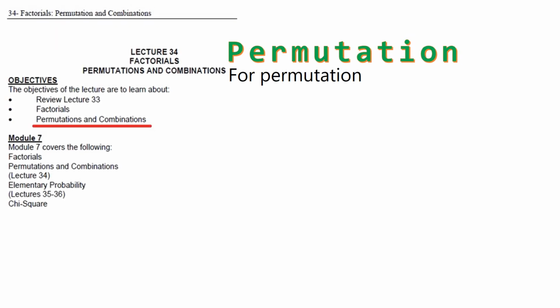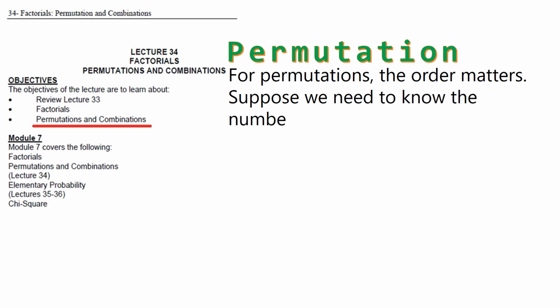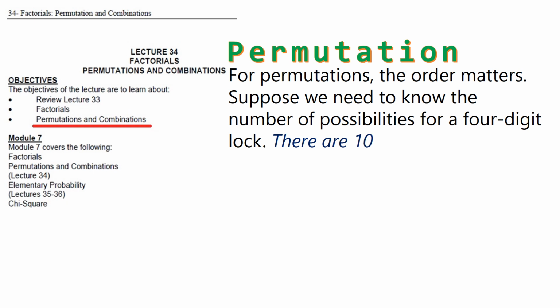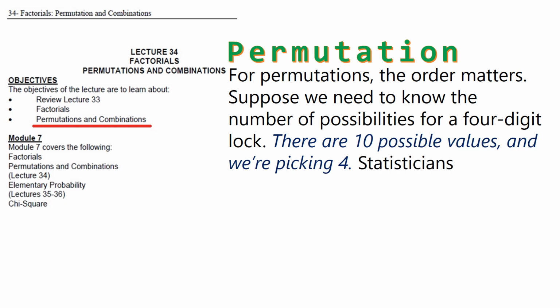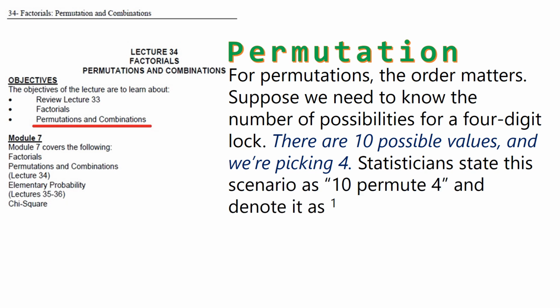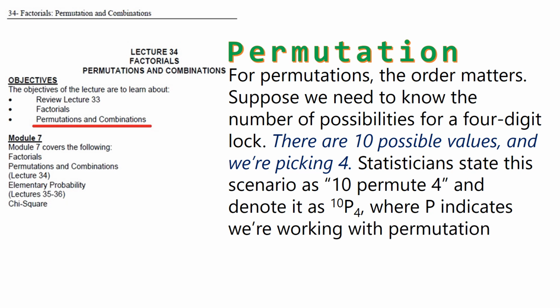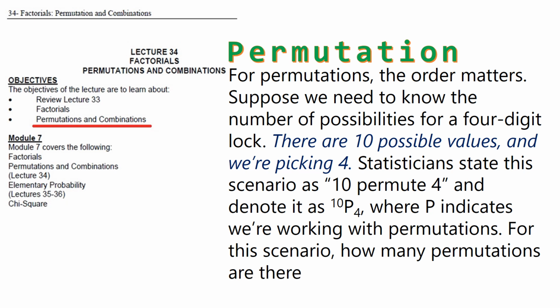For permutations, the order matters. Suppose we need to know the number of possibilities for a 4-digit lock. There are 10 possible values, and we're picking 4. Statisticians state this scenario as 10 permute 4, and denote it as 10P4, where P indicates we're working with permutations. For this scenario, how many permutations are there?